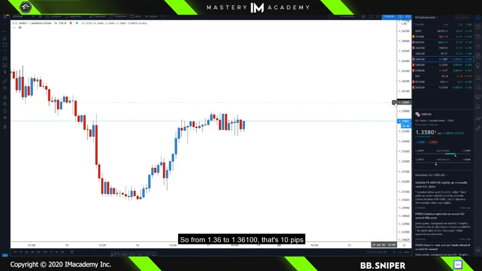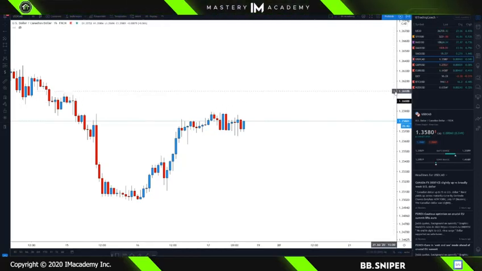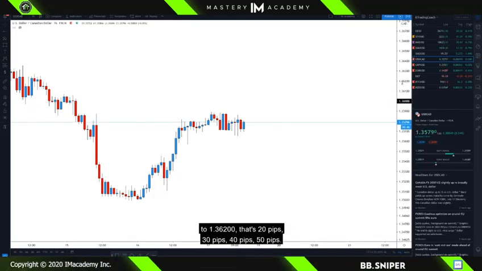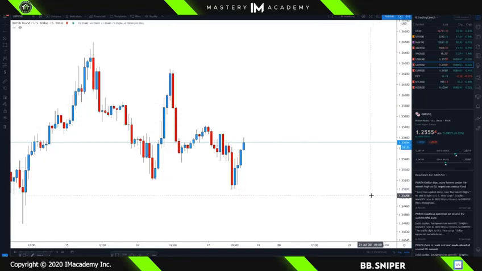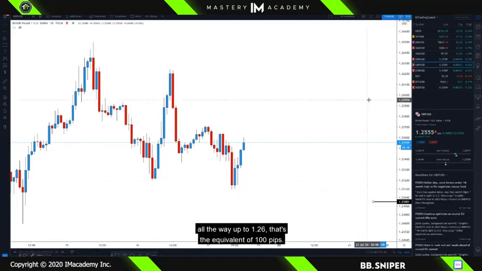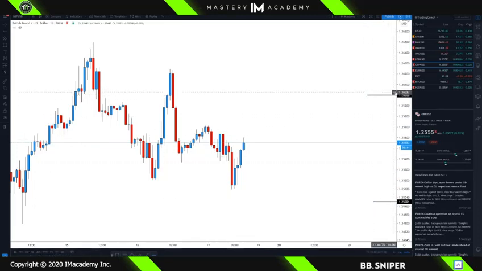So from 1.36 to 1.3610, that's 10 pips. To 1.3620, that's 20 pips, 30 pips, 40 pips, 50 pips. You get it. Super simple. The exact same thing if we were to look at GBP USD. From 1.25, right there, all the way up to 1.26, that's the equivalent of 100 pips.